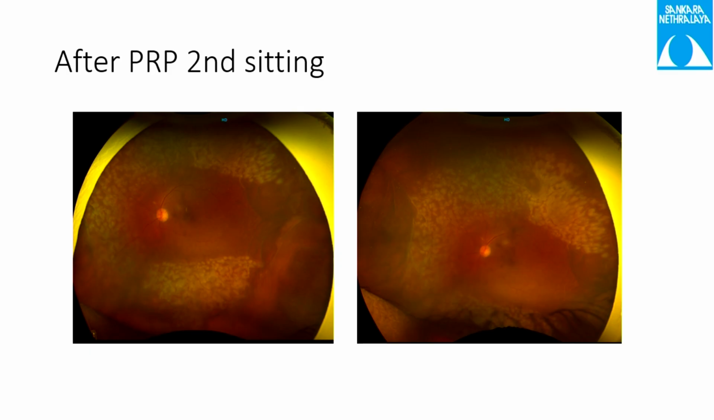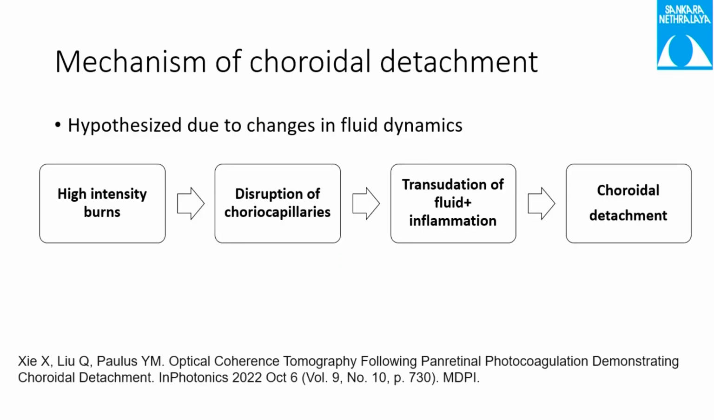How did we manage this patient? Before that, what is the mechanism of choroidal detachment in such a condition? The main hypothesis is due to change in the fluid dynamics that occurs post laser burns. High intensity laser burns can cause disruption of the choriocapillaris, thereby leading to transudation of the fluid, and along with the inflammation induced by the laser leads to this serous choroidal detachment.